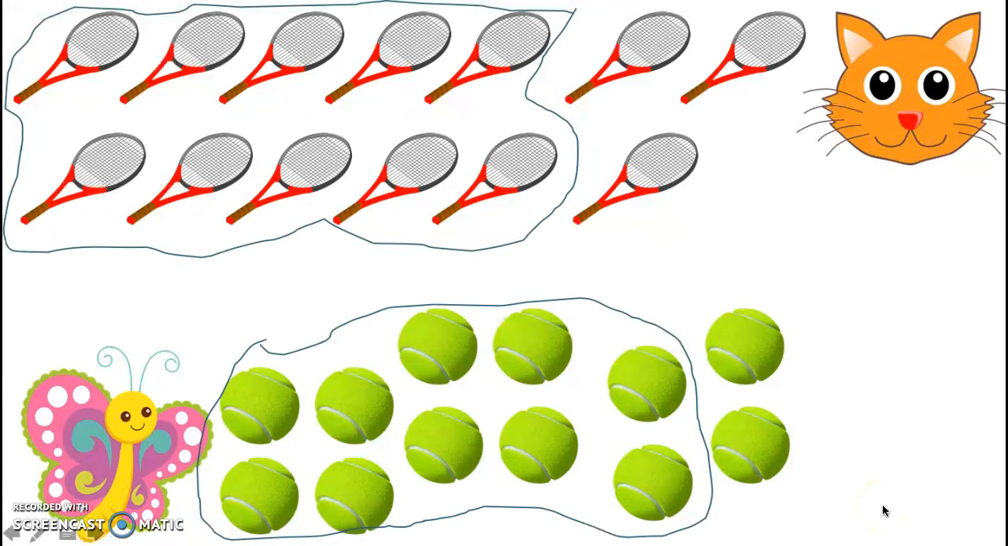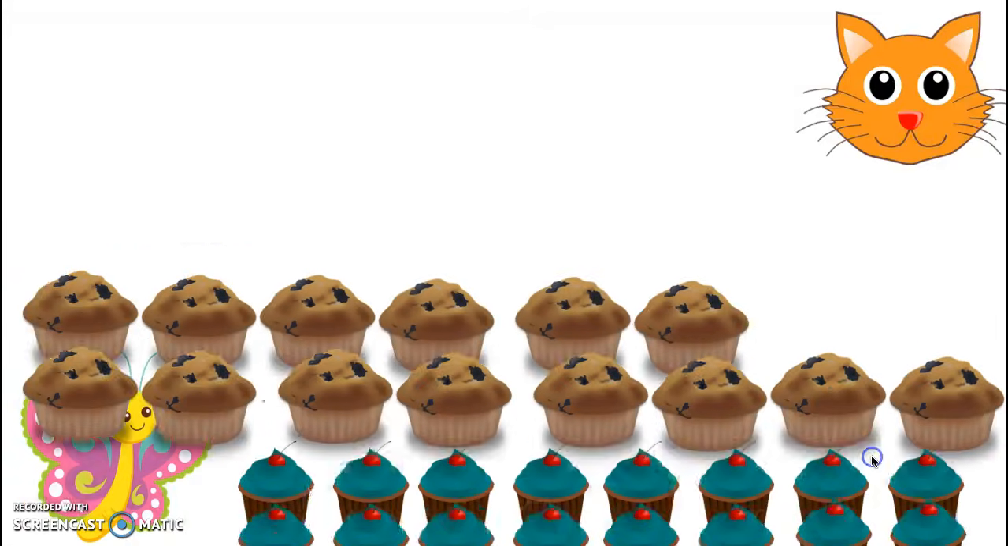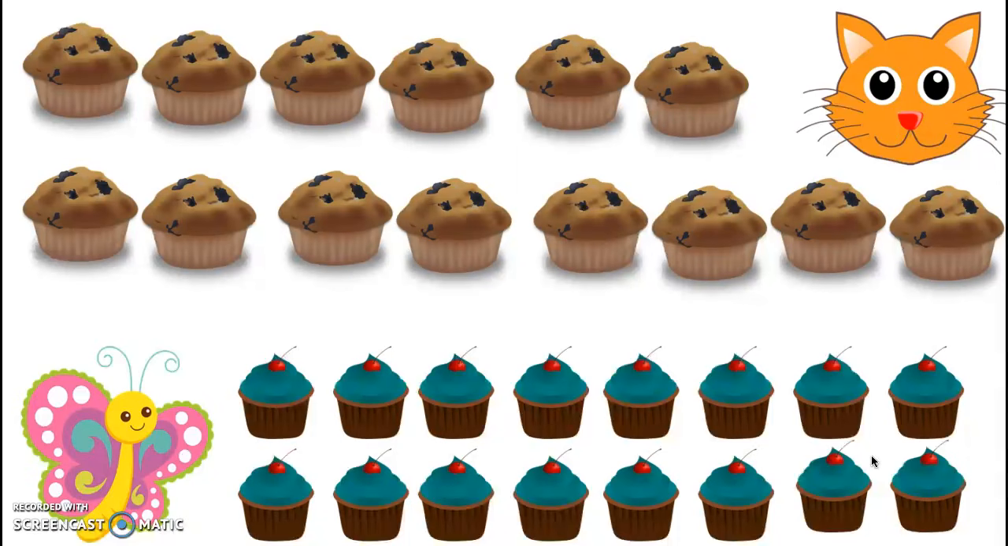Okay, so the strategy that I'm going to recommend is to look for a group of 10 and circle it in your pictures before you compare. And then you can see which numbers are different. Okay, let's try another one. What else do you guys have? Oh, perfect. Cupcakes and muffins. What a tasty treat.